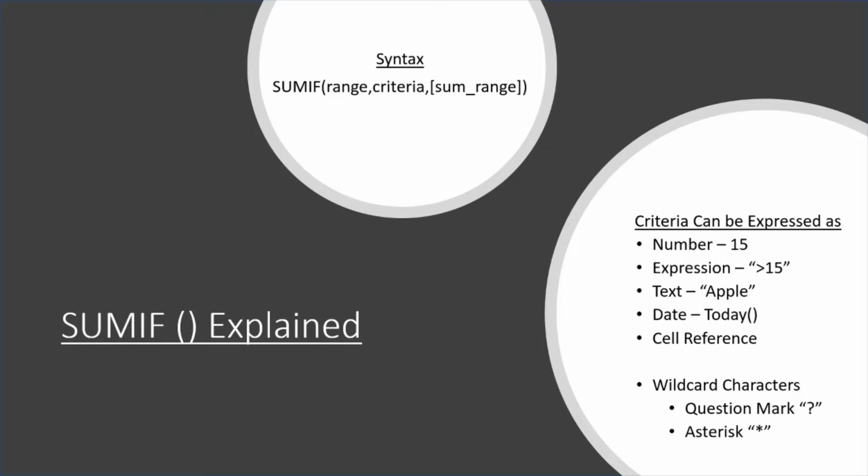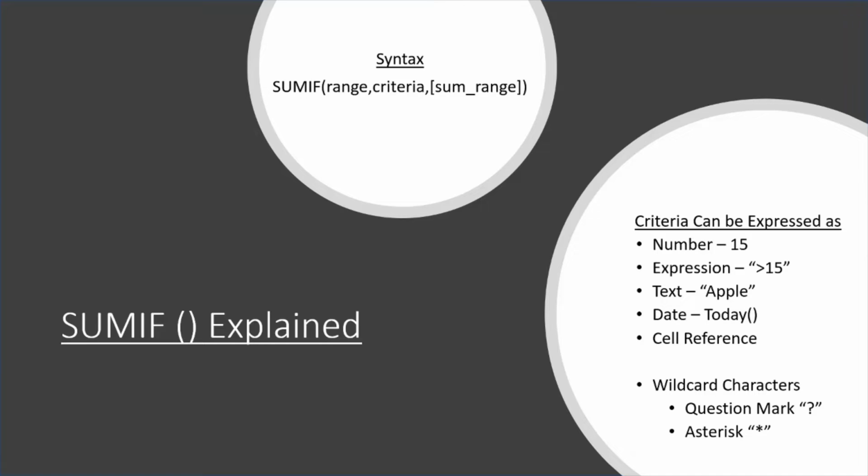Now, the final parameter, sum range. Sum range are the actual cells to add if corresponding cells in the range match the criteria, such as C2 through C6. The square brackets around sum range indicate that the final parameter is an optional parameter. If sum range is not used, then the cells in the range are both evaluated by the criteria and added if they match the criteria.